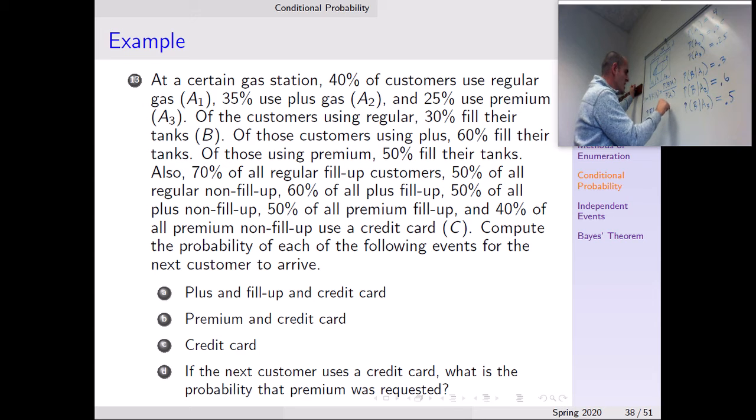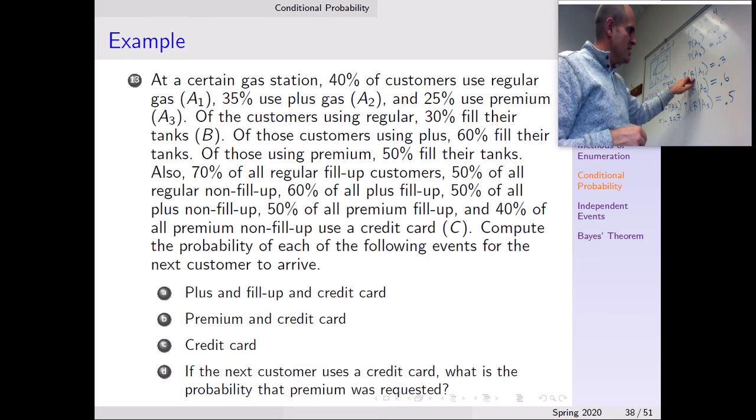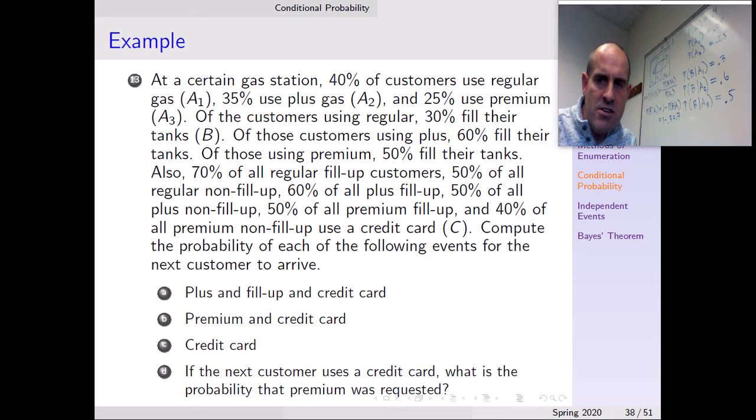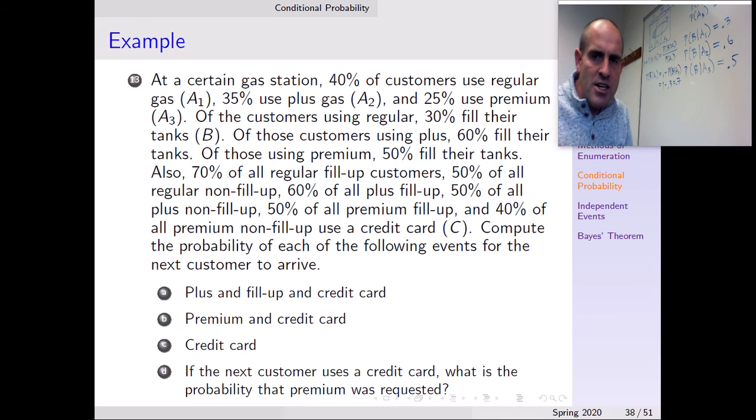It would be basically 1 minus the probability of B given A1. So it behaves just like it did before. A1 is the new sample space, so it's 1 minus 0.3, which is 0.7. I just wanted to point that out: you know more than you think. If you know these conditional probabilities, you know more than you may have realized. In particular, we know the probability of not filling up given A1 also. That's important. Okay?